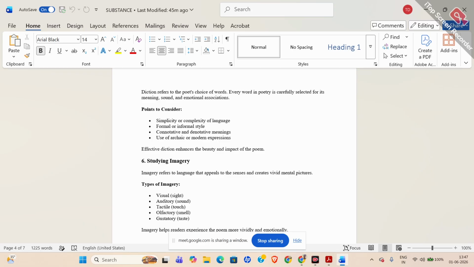The points to consider: simplicity or complexity of language, whether the language of the poem is simple or complex, formal or informal style. Formal or informal style you can understand, whether the poet is maintaining a formality, a kind of distance, or whether he is talking in a friendly, informal style. Connotative and denotative meanings. Here, what kind of idea the poem is giving.